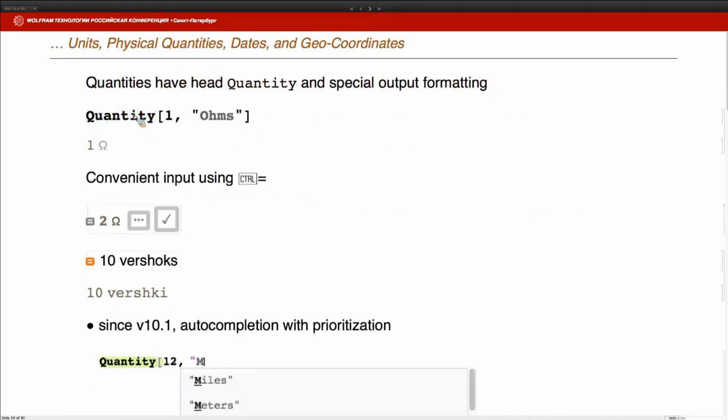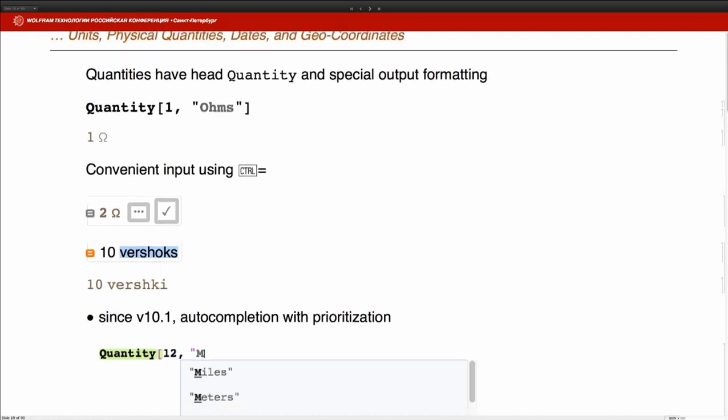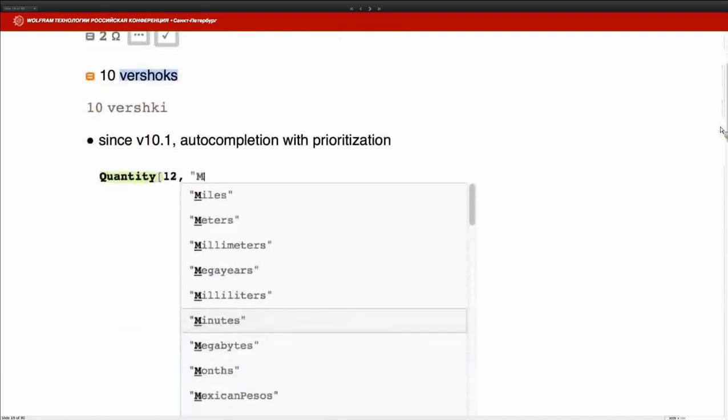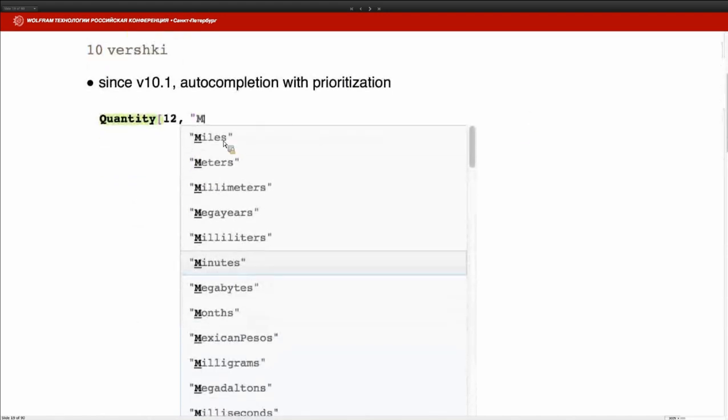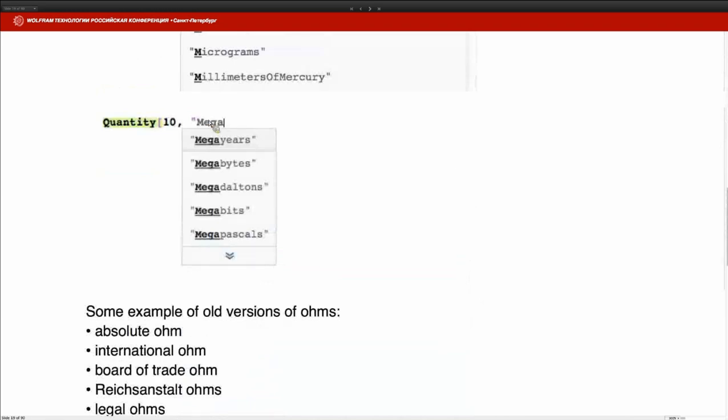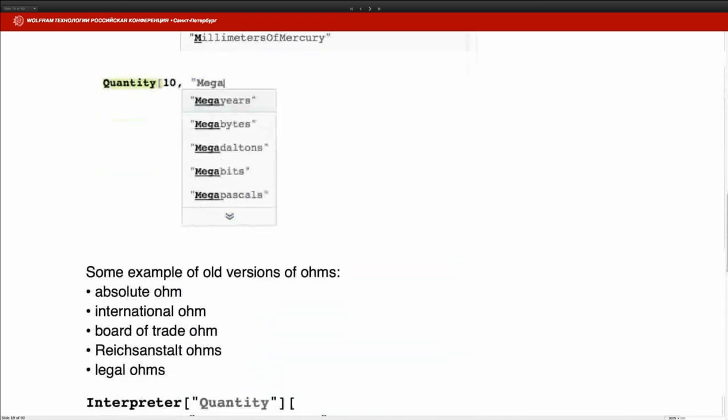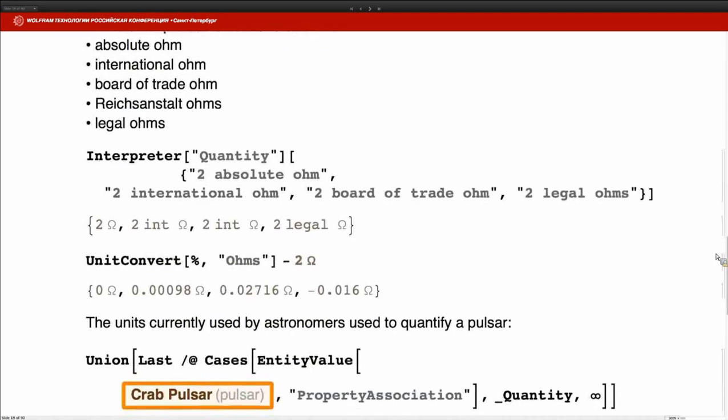The representation of a unit is the head Quantity, and the first argument is how much, the magnitude, and the second one is the actual unit as a string. And the result is this little bit brownish looking box that has a mouse-over which says what kind of unit it is. You can conveniently input it with Control-equal, where you can use normal language and it will understand what kind of unit you have. And since version 10.1, there's also convenient auto-completion, where we know what are commonly used units that start with M, or commonly used units that start with mega.